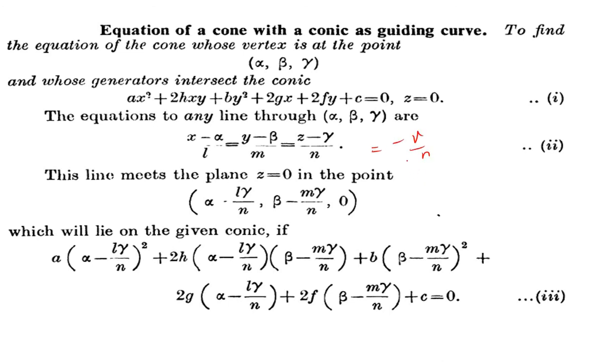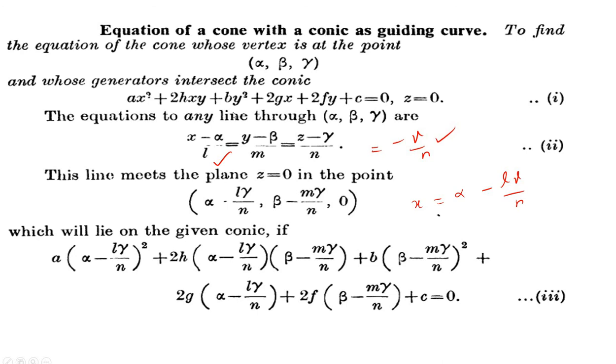So if we want x, we consider this also. Cross multiplying, x will be equal to alpha minus L gamma by n, and alpha goes to the other side. So we get this. Similarly for the next. Z is already taken as 0, so you cannot substitute here, and so this is what we have. So this line meets the plane z equal to 0 in this point, which will lie on the given conic.